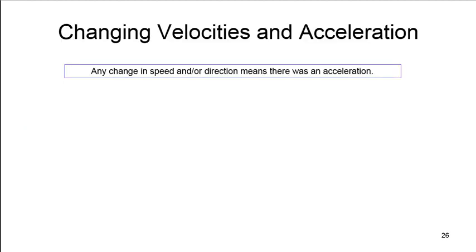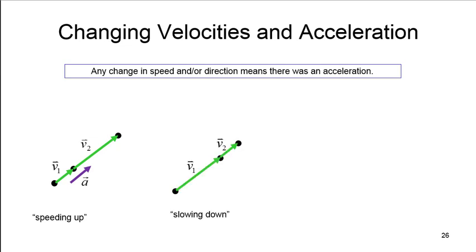Just as a review, anytime your speed changes, there is an acceleration. Anytime your direction changes, there is an acceleration. We've seen this before a few times. Here's an object speeding up. Whenever you speed up, your acceleration is in the same direction as the velocity. Here is an object that is slowing down, and whenever you slow down, your acceleration is in the opposite direction of your velocity.